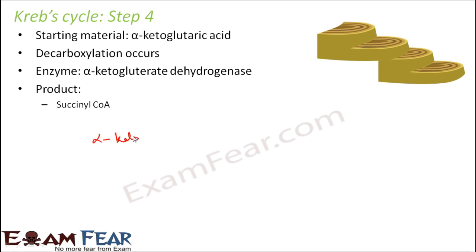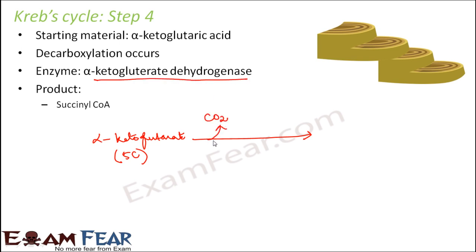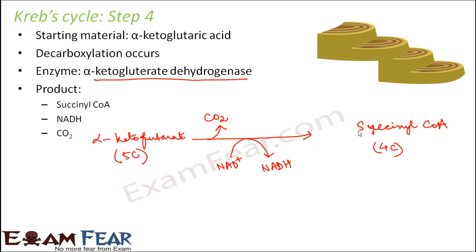So alpha ketoglutarate is a 5-carbon compound. This in presence of the enzyme alpha ketoglutarate dehydrogenase, it will lose carbon dioxide, that is decarboxylation will take place. Also during this process, NADH will be produced. Now when one carbon is removed, a 4-carbon compound is formed, and that 4-carbon compound is succinyl coenzyme A. So this is the product which is formed. Also NADH is formed and CO2 released.